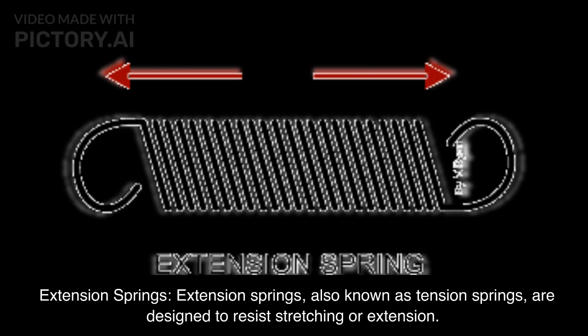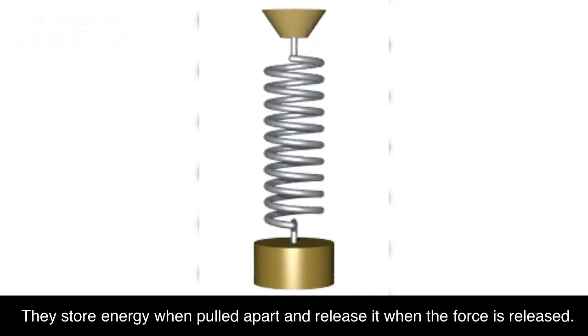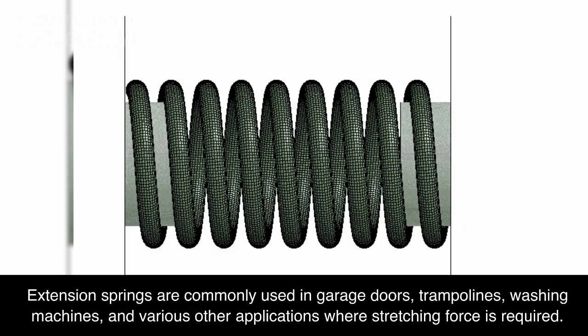Extension springs. Extension springs, also known as tension springs, are designed to resist stretching or extension. They store energy when pulled apart and release it when the force is released. Extension springs are commonly used in garage doors, trampolines, washing machines, and various other applications where stretching force is required.